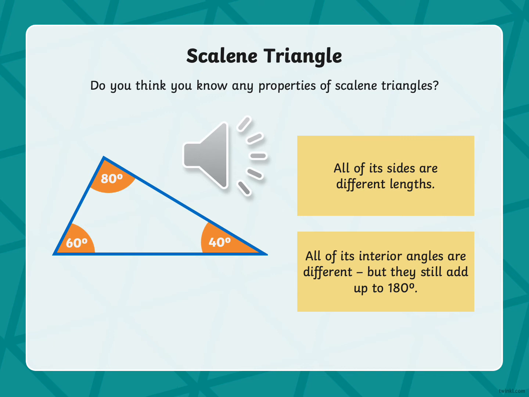Next is a scalene triangle. Unlike the equilateral triangle and the isosceles triangle, nothing is the same. With this one, everything is different. Different sides, different angles. But angles of a triangle must always add up to 180. So even though all the angles are different, they must still add up to 180.